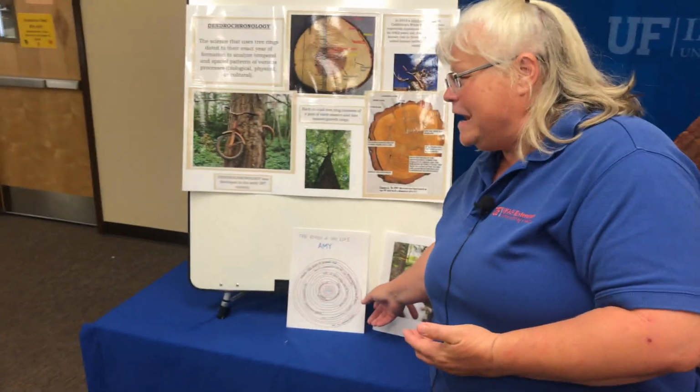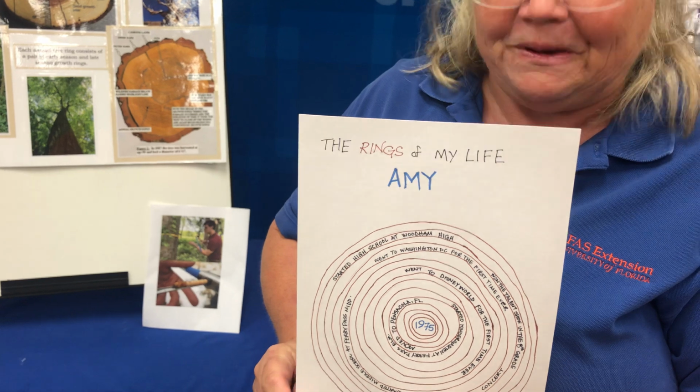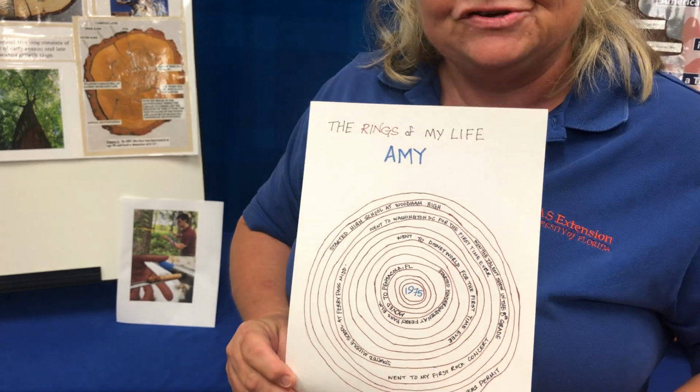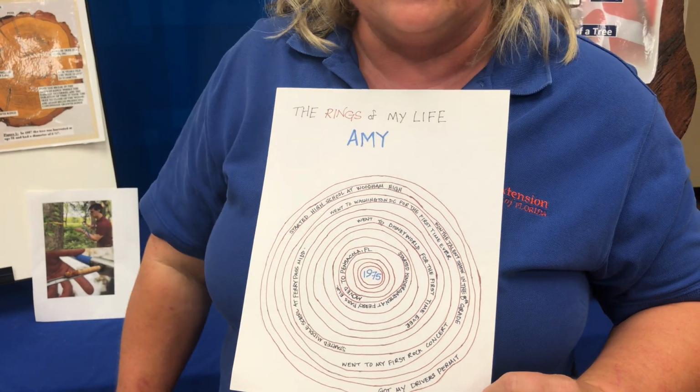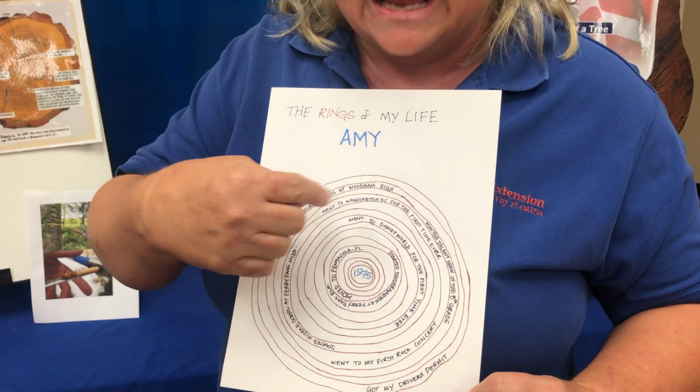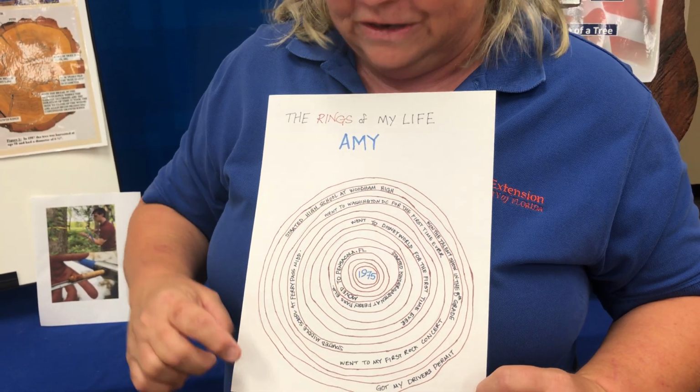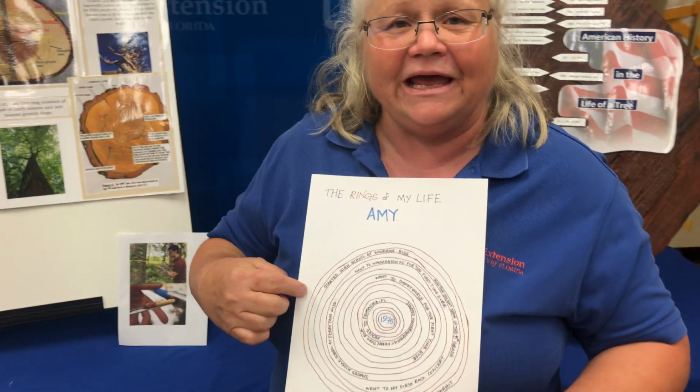So, for fun, if you guys want to create an activity, we'd like to see your tree of your life. Can you make it? You could make it on a piece of paper. You can make it out of styrofoam. Be as creative as you want to, but start in the middle with the day that you were born and do each of your rings to the age you are today.